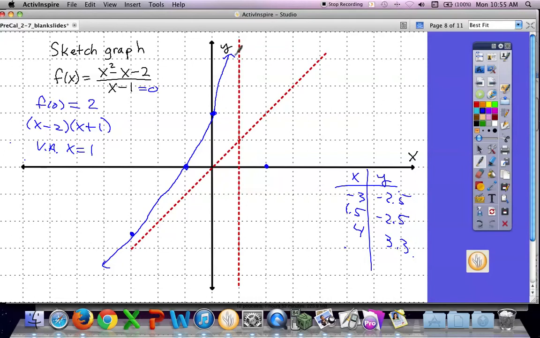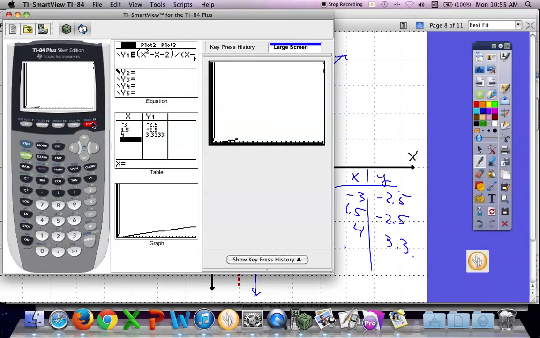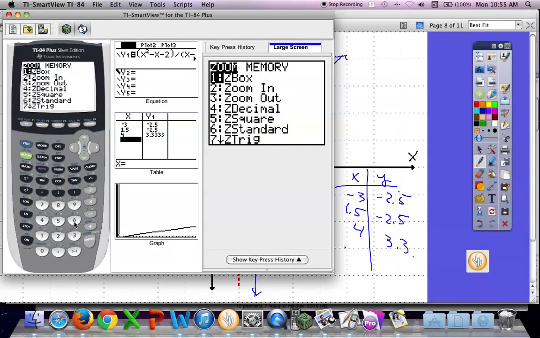Okay, I do the other 2 points. 1.5, -2.5, and 4, 3.3. I think we can see that piece now too. Now, missed it by that much. So now if I look in the calculator, graph, and that's the wrong graph. Let's try zoom 6.